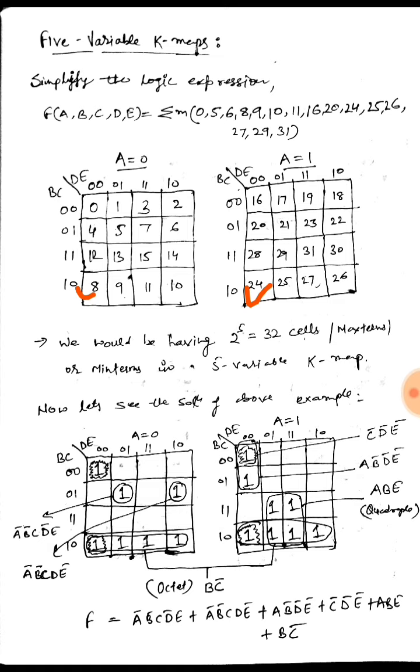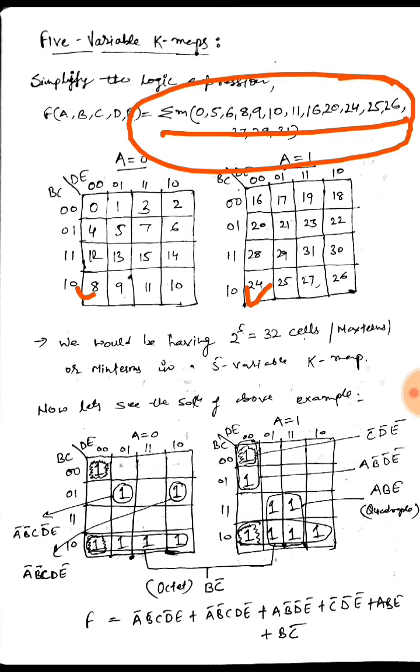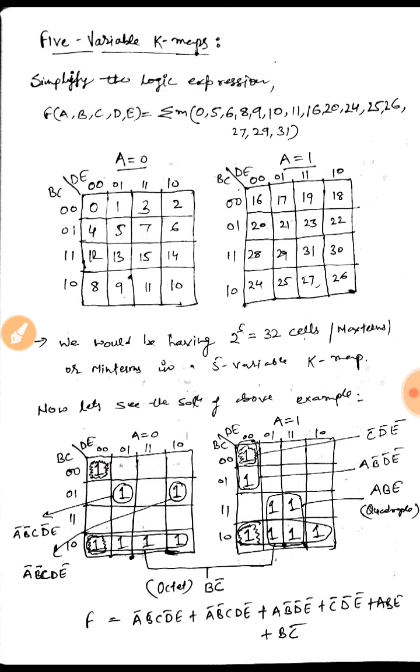Okay, so now let's see the example. In this example, I would have 1 in all these corresponding cells, that is 0, 5, 6, 8, 9, 10, 11, and all of these values. Now I will start making pairs, octets or quadruples. I can see I have an octet in here. 4 ones are there which are adjacent to all these 4 cells.